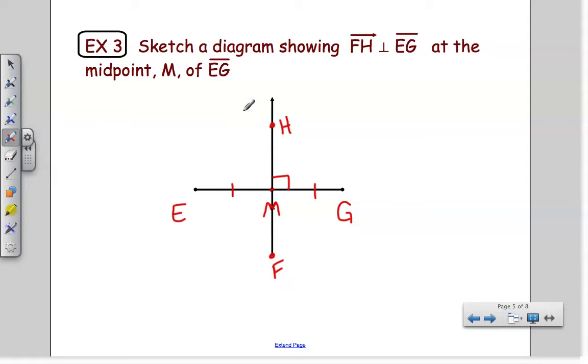So be careful drawing these diagrams, making sure you have all of the necessary marks that you possibly need to prove everything they're saying in the statement.